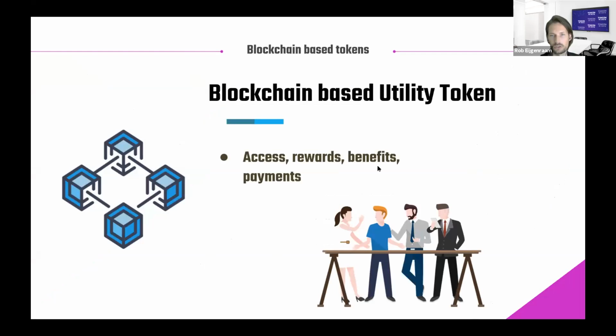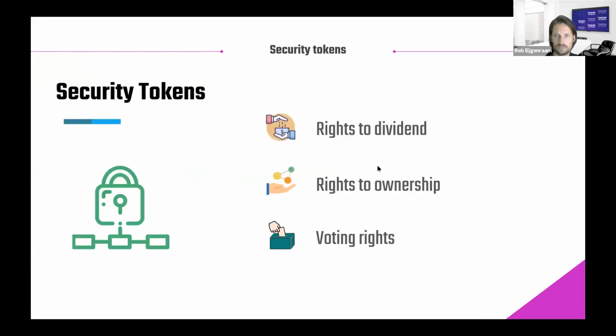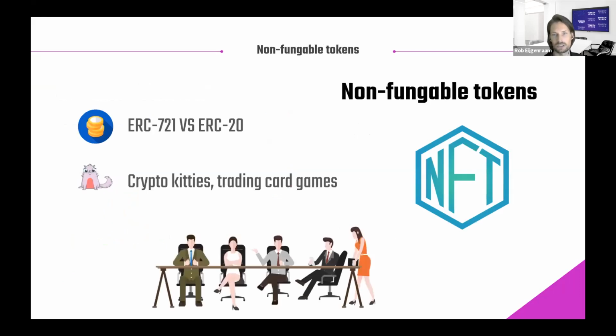A utility token is a blockchain-based token that provides certain access, rewards, benefits, or transactional options for its users. It's important to note the difference with security tokens, which are technically the same. They live on the blockchain, but they specifically provide rights that are connected to securities, such as dividend rights, ownership rights, and voting rights.